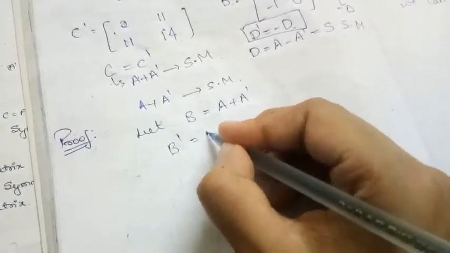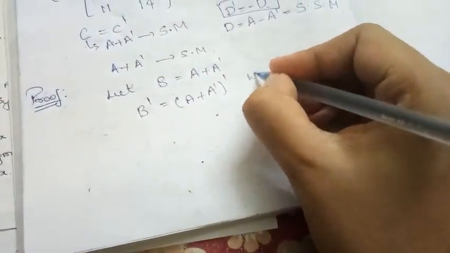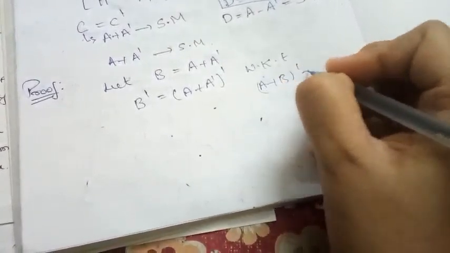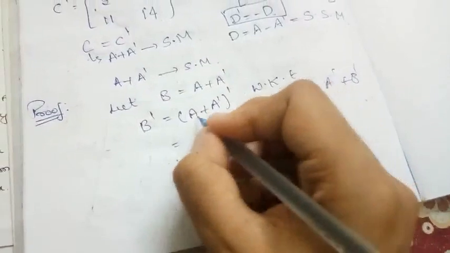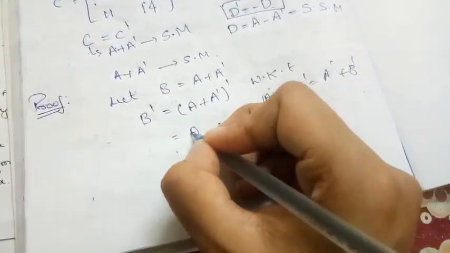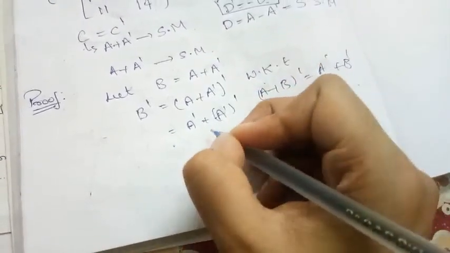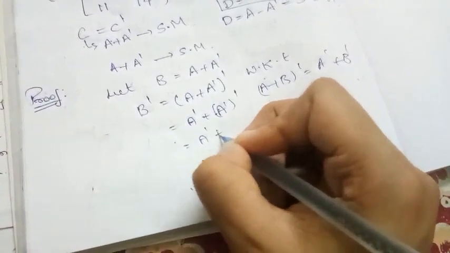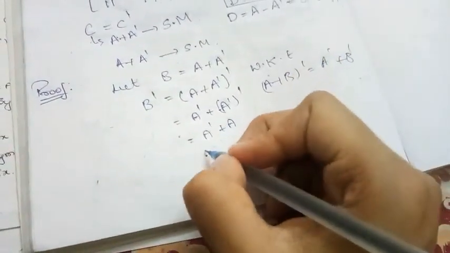That is B transpose. This becomes what? A plus A transpose whole transpose. And we know that clearly A plus B whole transpose is equal to A transpose plus B transpose, which we already know. So here it is in the form of A plus B whole transpose. This becomes A transpose plus A transpose whole transpose. Again we know that A transpose whole transpose is equal to A. Even this one we know by the property of the transpose of a matrix.